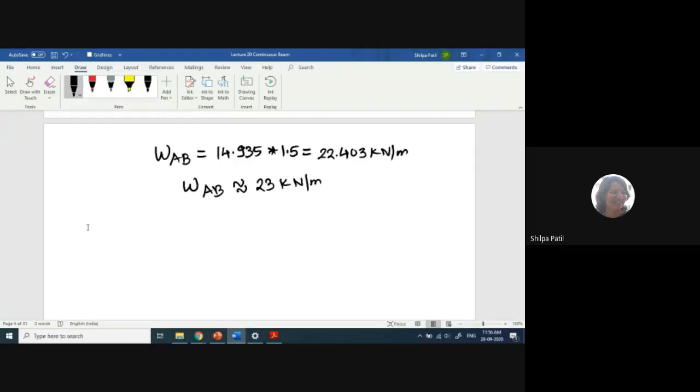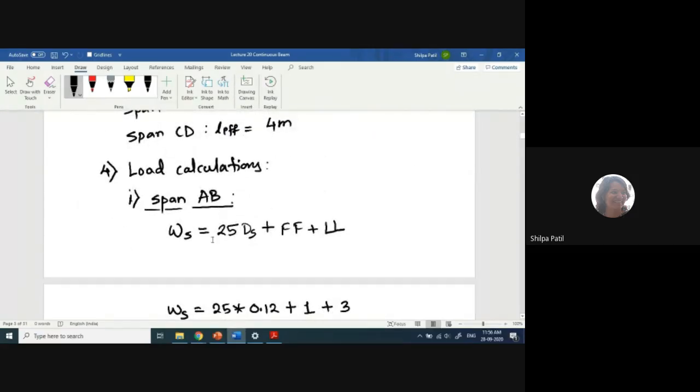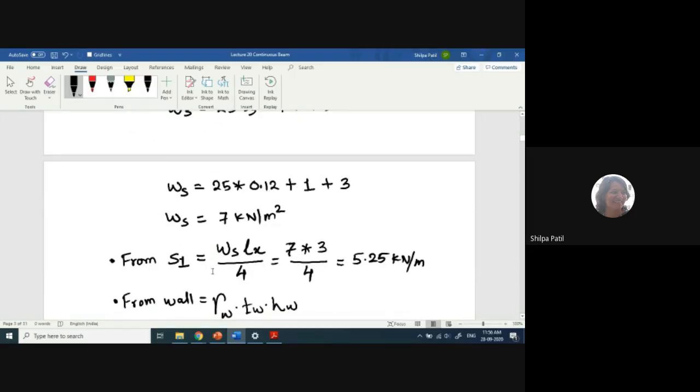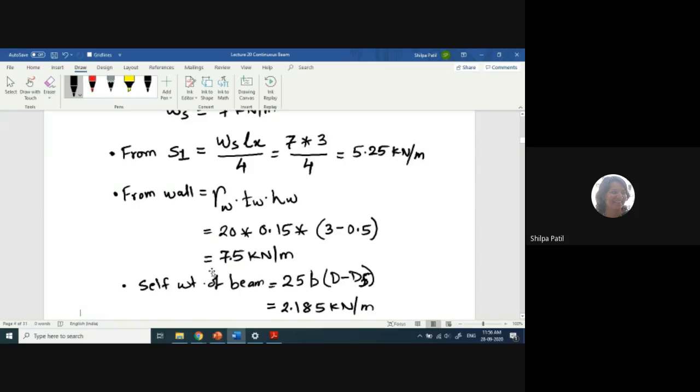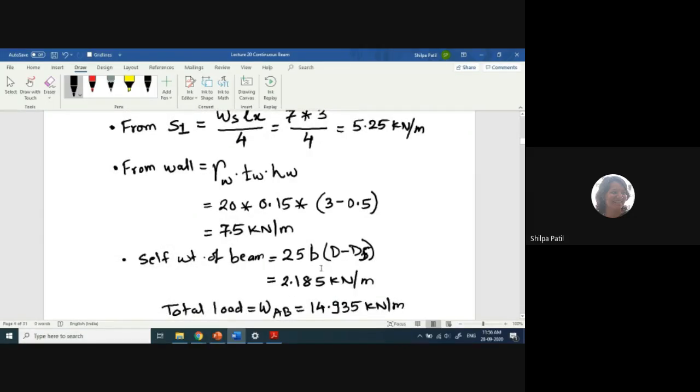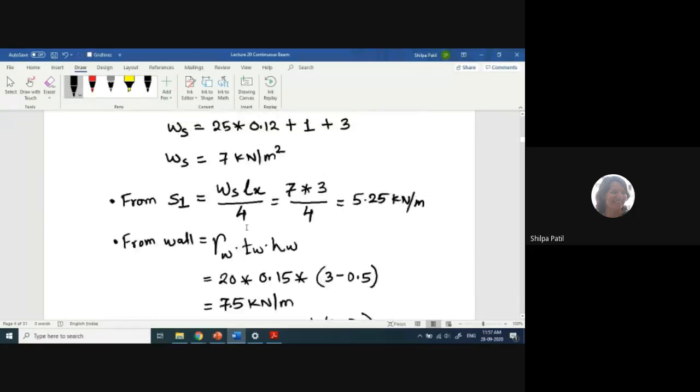Similarly, we have to calculate the load for span BC as well as CD. So let us do it quickly. This load WS will not change, right? This will remain constant. So we will directly move to this formula from slab, from wall, and the self weight. The load coming from wall will also not change for the span BC or CD. Self weight of the beam will also not change, because the depth and width of the beam and the depth of the slab over all the three spans is the same. So self weight of the beam will remain as it is. Only the load coming from slab will change.